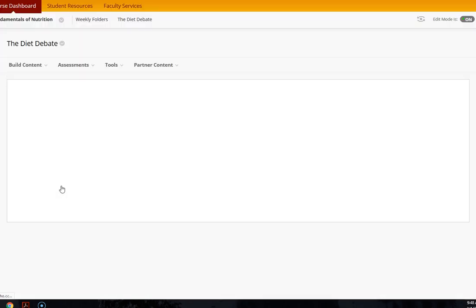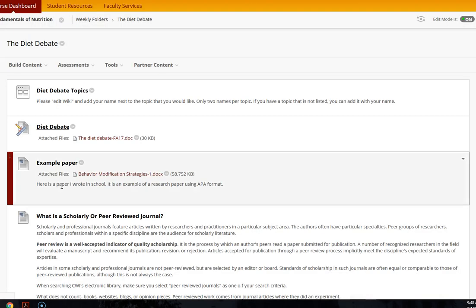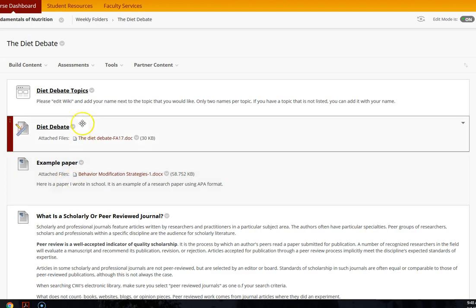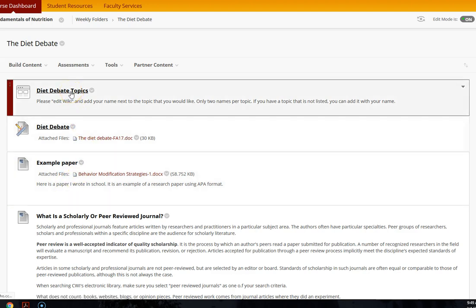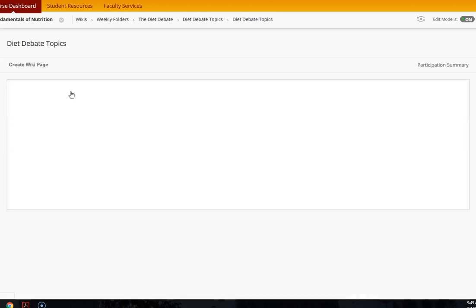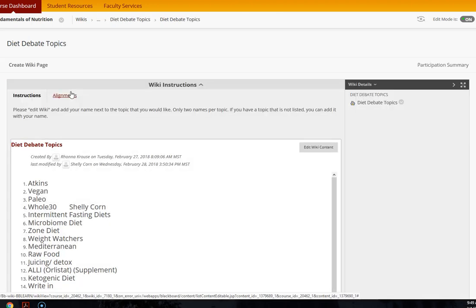The very first thing about the diet debate paper is making sure that you've completed your library literacy certification. I do this to ensure that you can navigate the library, because in order to be successful on this paper, you will need to know how to do research. Once you have completed that, you can select a topic. All you need to do is edit the wiki. Each topic can have two names associated with it.